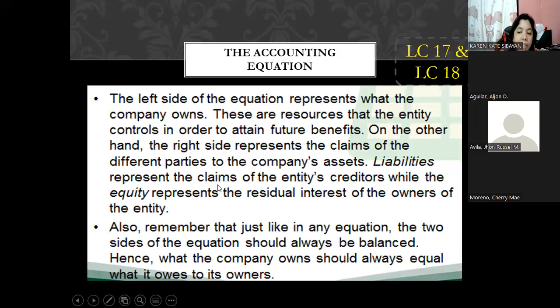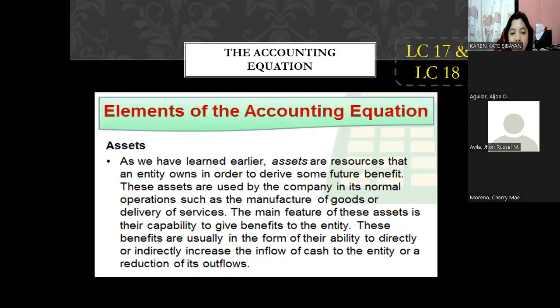Sabi nga, yung asset is what the company owns. So ano ba yung mga yun? These are resources that the entity controls in order to attain future benefits. On the other hand, the right side represents the claims of different parties to the company's assets. So liabilities is the claims of the entity's creditors, while the equity represents the residual interest of the owners. Also remember that just like in any equation, the two sides should always be balanced. Hence, what the company owns should always equal what it owes to its creditors and owners.